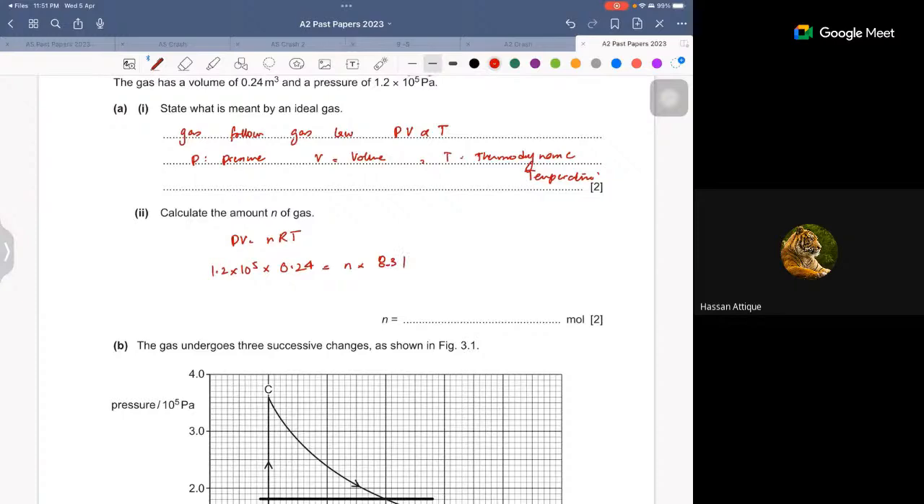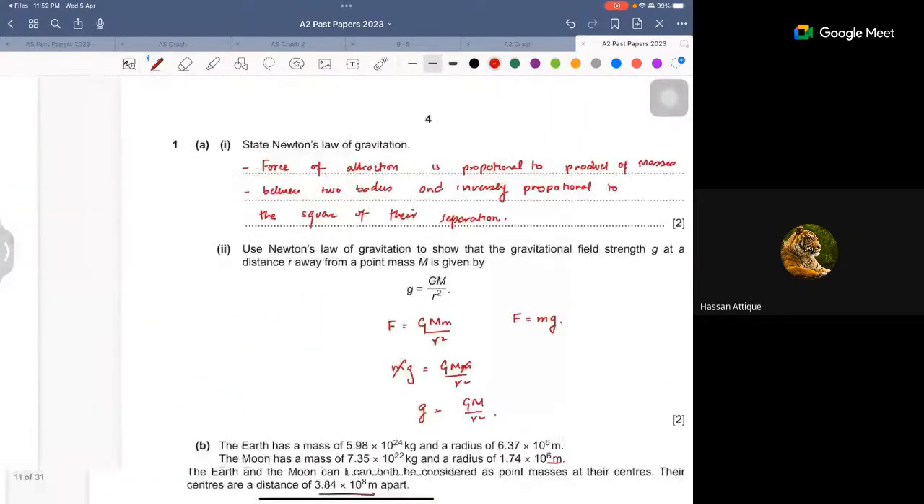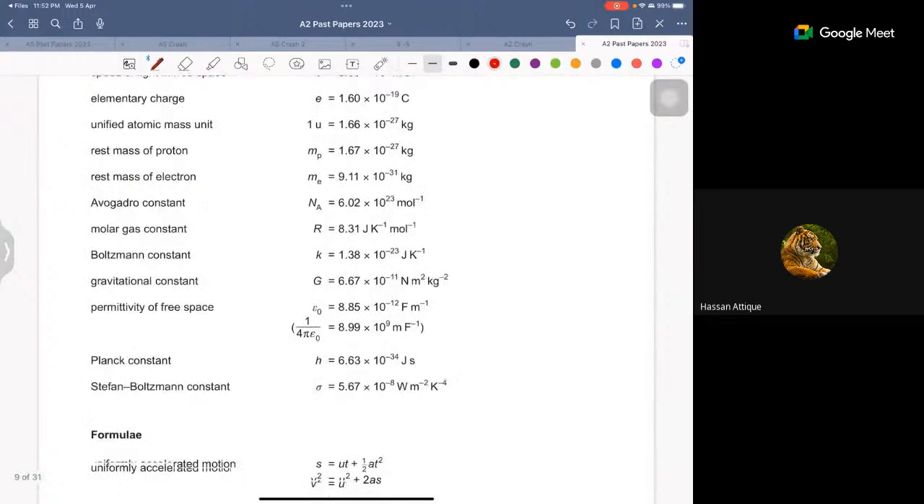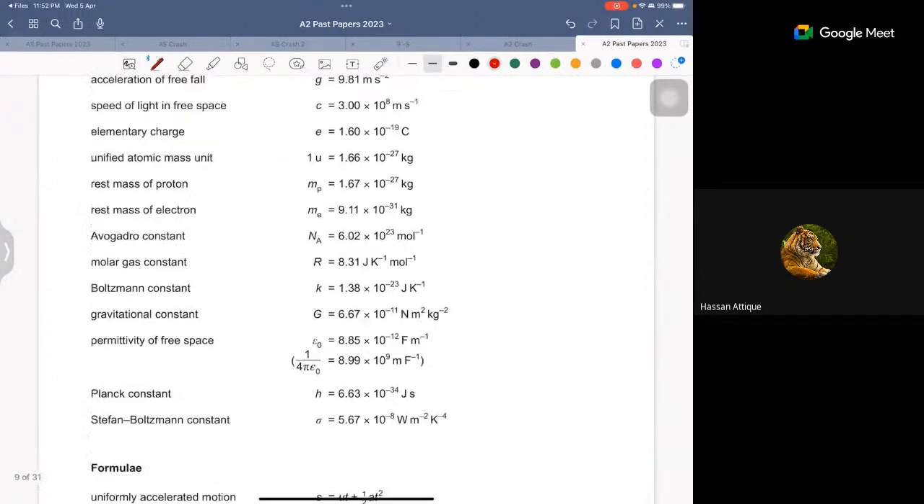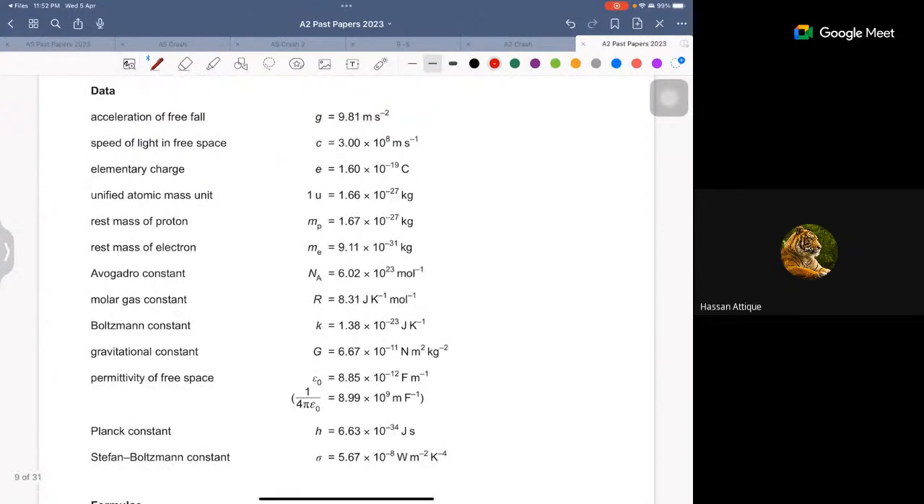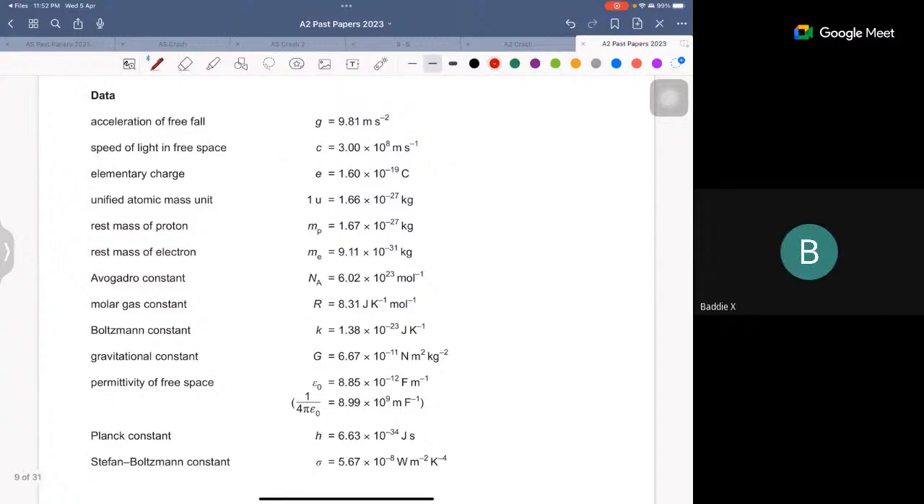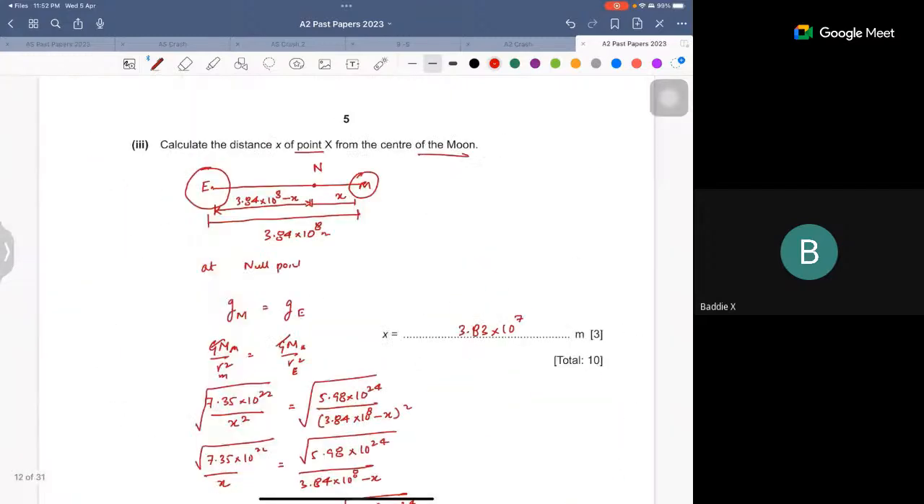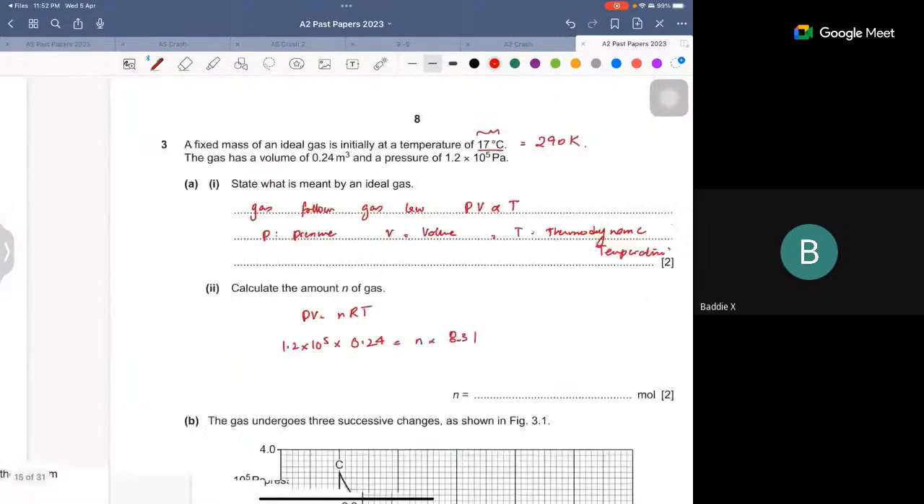If you don't know, you can always go back. It's here, I think, somewhere. I don't know. Where is it? You tell me. It's not there? That's not fair. It's here, sir. So 8.31 for the molar gas constant, in the data. Oh, in the data, yes. Okay, that's good. So that means that we're happy about it.